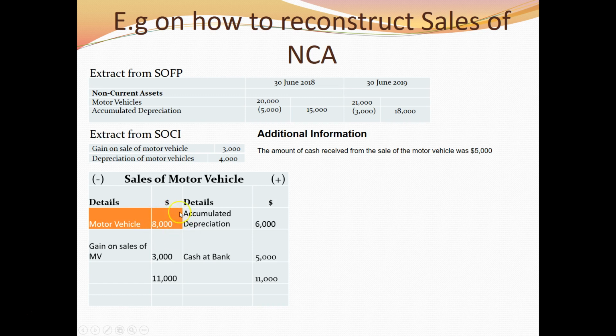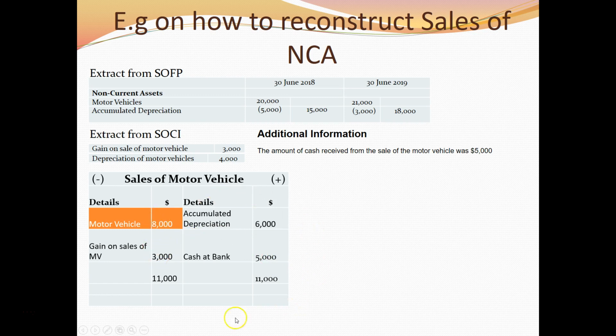So what does this 8,000 mean? The cost of the motor vehicle that we sell to somebody. So the cost is 8,000. Accumulated depreciation is 6,000. So the book value is 2,000. But we sell it at 5,000. It means our gain on sales is 3,000.